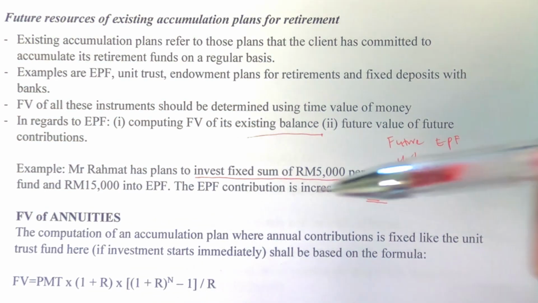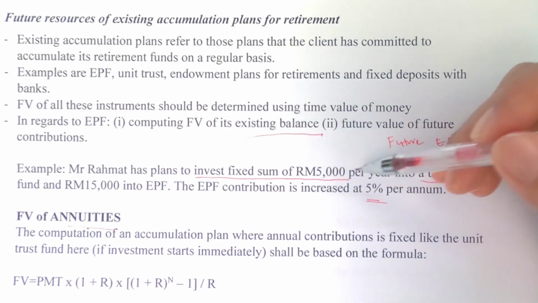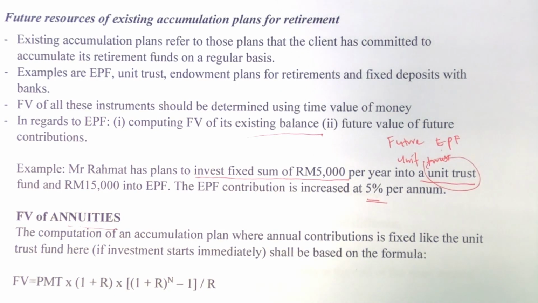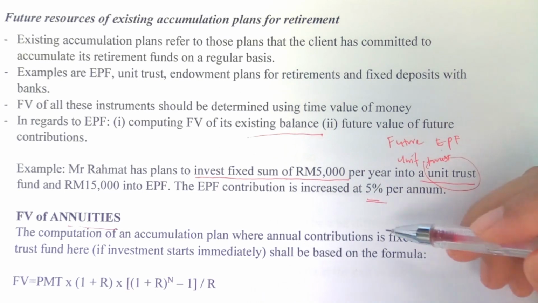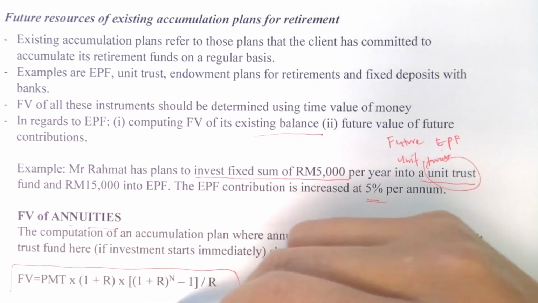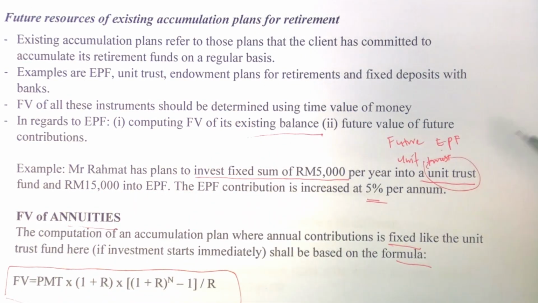So if you look at this FV of annuities, we calculate what will be the future value of the unit trust once you reach retirement. The computation of an accumulation plan where the annual contribution is fixed, like the unit trust fund, in this case we can use this formula: FV equals PMT times (1 plus R) to the power of N minus 1, divided by R.